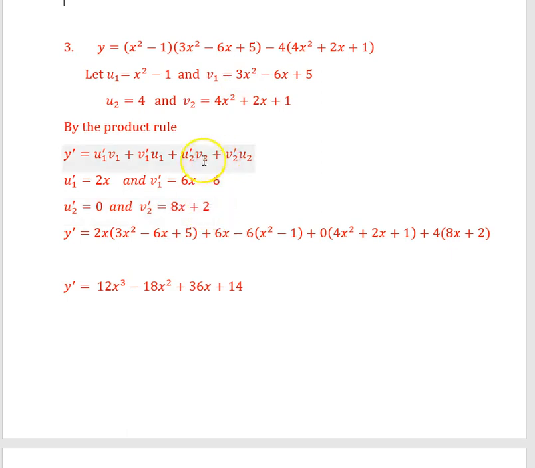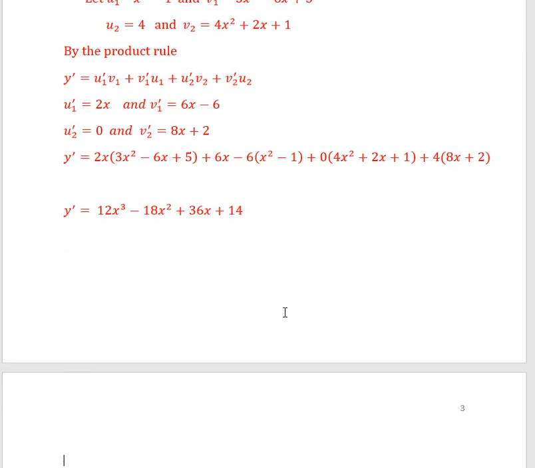And so if I apply that rule there, the product rule, I'm going to be having that, which is my U1 differentiated times V1 plus V1 differentiated times U1 plus my U2 differentiated times V2 plus my V2 differentiated times U2. If you open the bracket there and collect like terms, you're going to be having 12x to the power of 3 minus 18x squared plus 36x plus 14. That's all about the product rule.